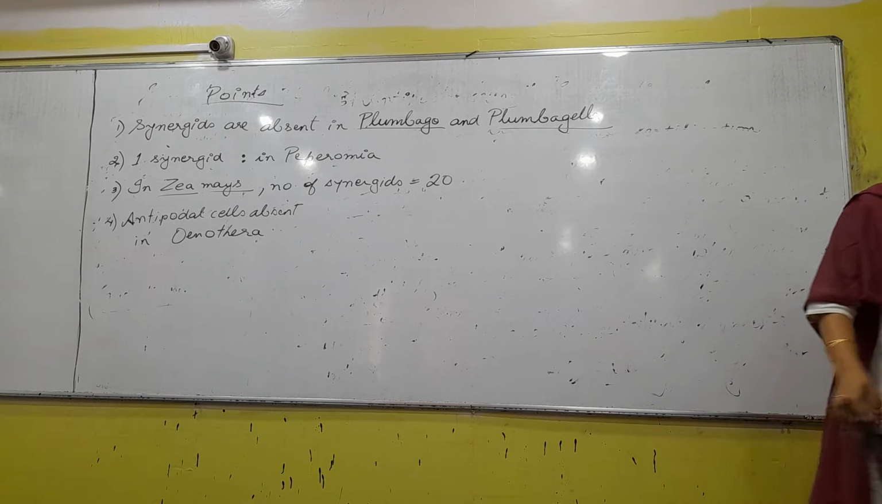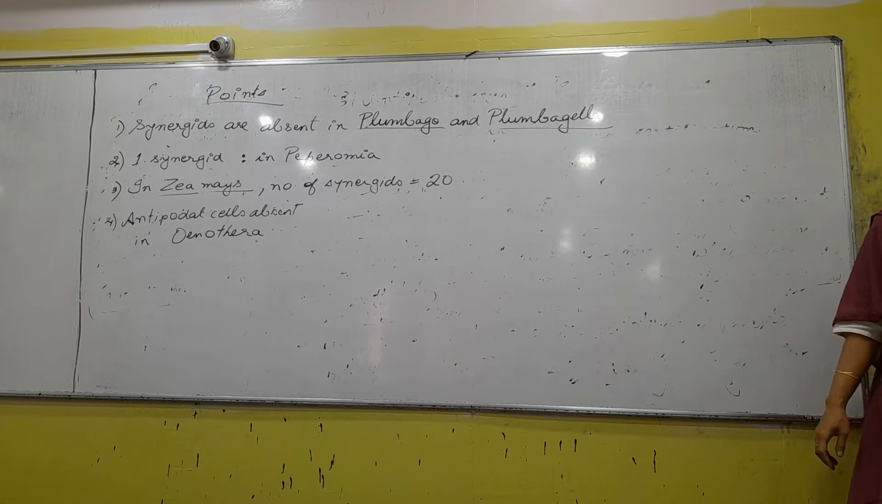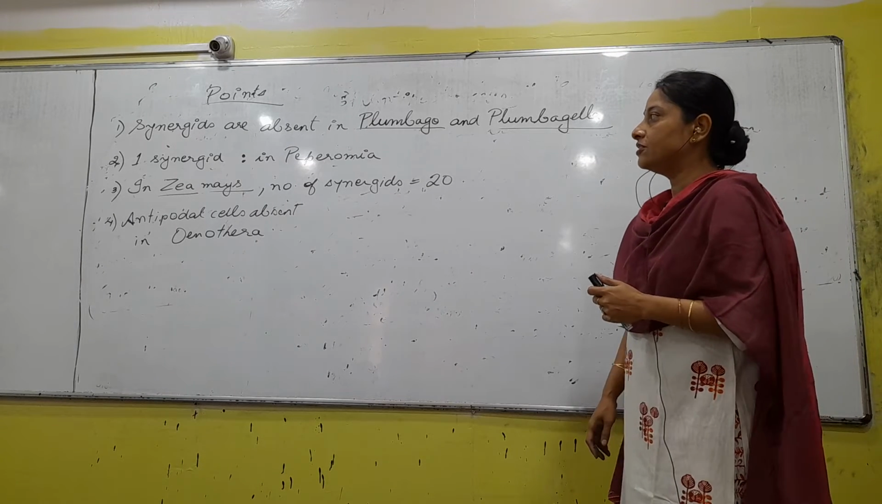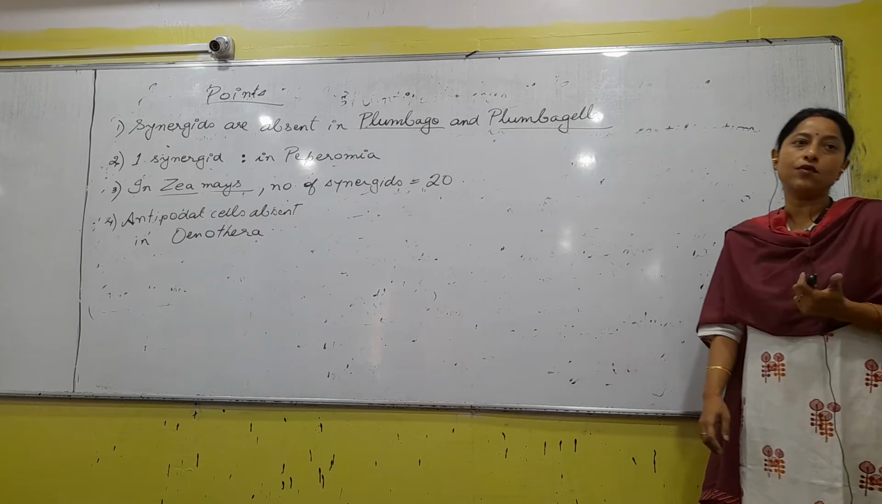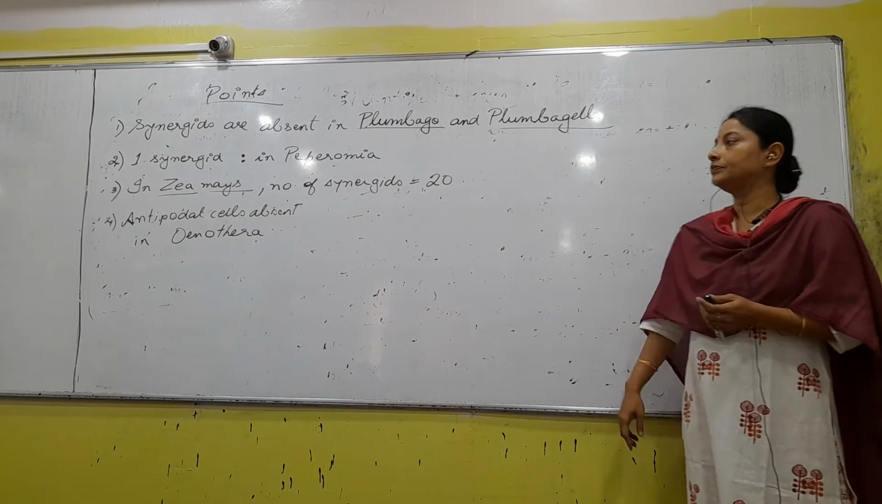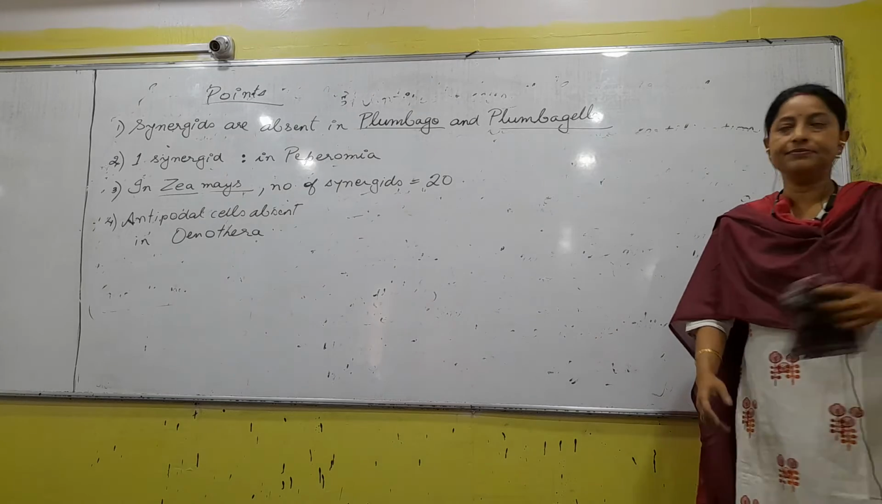So, out of this the question has been asked about point number 1 and point number 3. Normally, if we talk about the synergids, they are 2 in number. Certain plants do not have synergids, certain plants have 1 synergid only. Right? So, if this is over, next write the heading pollination.